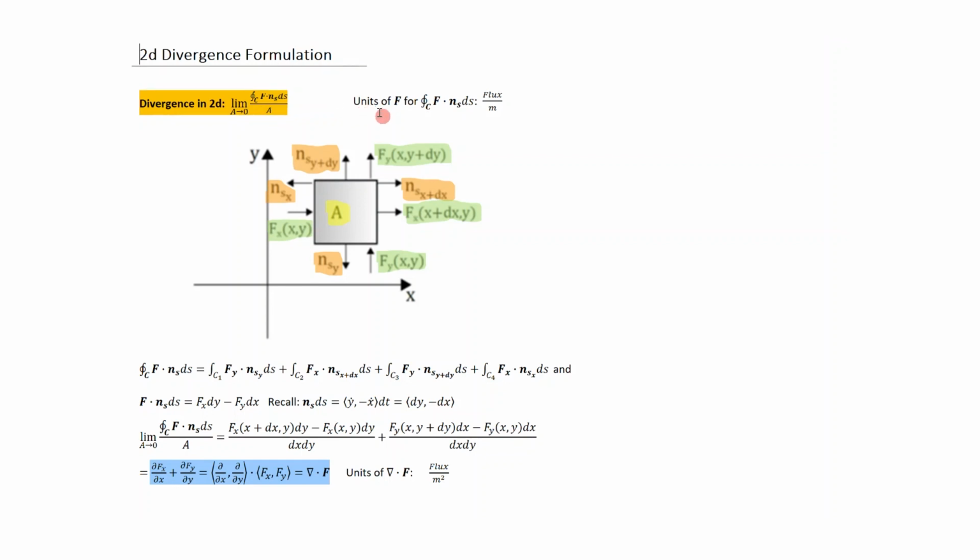The units of f for the flux integral are flux per meter, and this can be seen clearly by the fact that if the integral is flux and ds has units of meters, then f has to have units of flux per meter. Now the choice of the contour here is basically immaterial, so we've chosen the simplest type, which is more or less a rectangular or square structure.